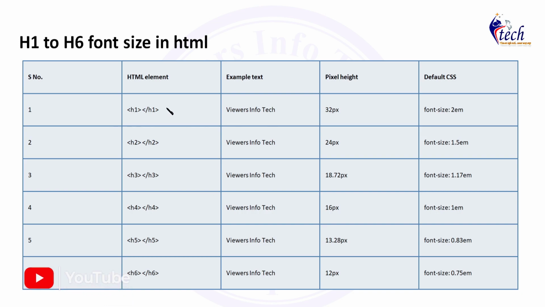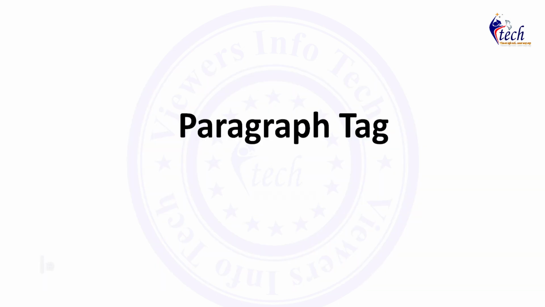So this is the h1 tag and this is the example text and this is the pixels height. So this is the default CSS. So similarly h2 and h3 and h4 and h5 and h6, we have different fonts. So if you want to take a screenshot, you can take. So next coming to the paragraph tag.